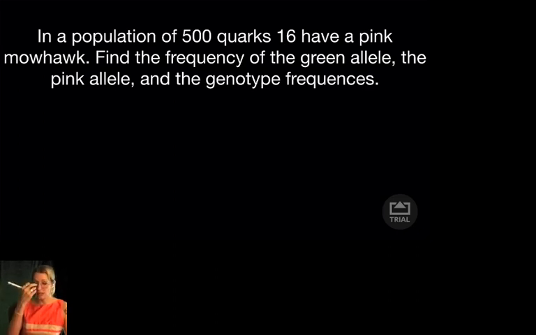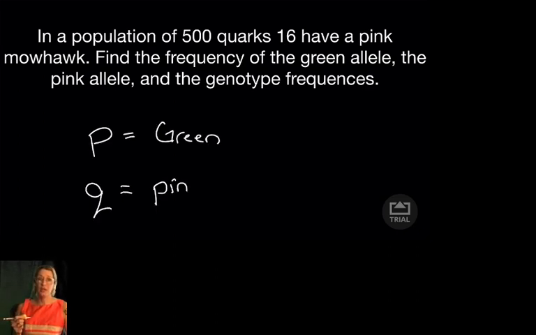First thing we need to do is decide which allele is our P and which allele is our Q. So P is usually our dominant allele. If there is a dominant allele, it's always P. So P is green, Q is pink, right? We start there. We label our alleles, which is P and which is Q.